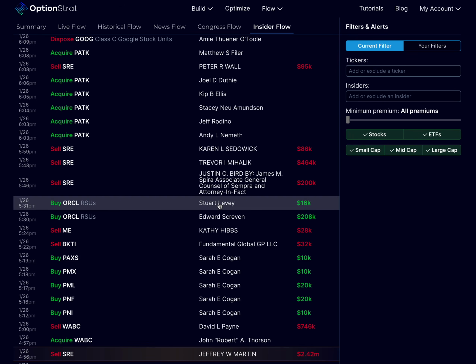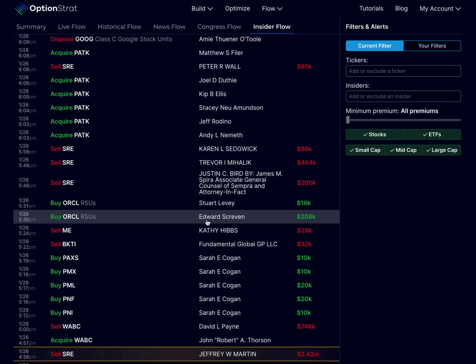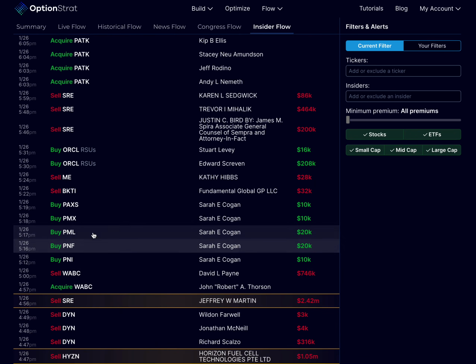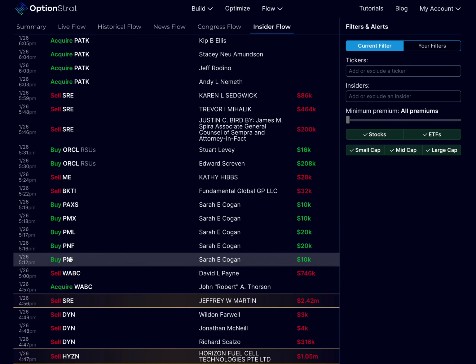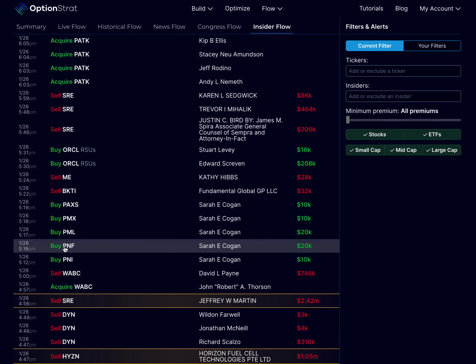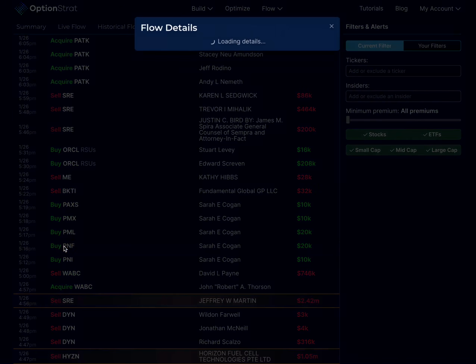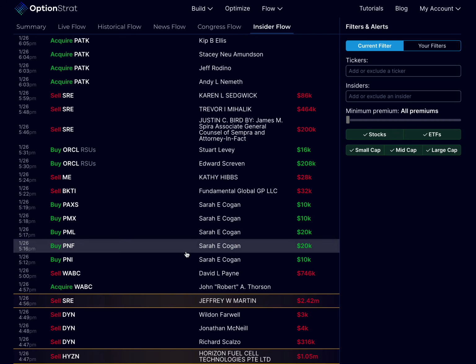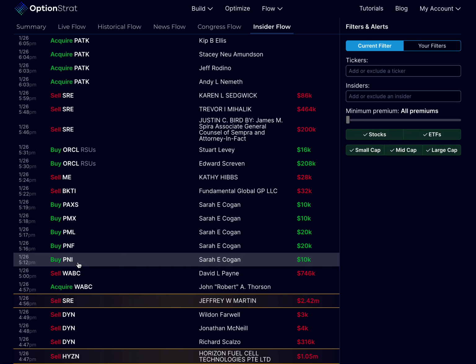If you look at buys, same thing. We can see that these C-suite executives at Oracle are buying. Or here we've got Sarah Kogan buying a bunch of different companies. I'm guessing these are all probably different companies that she's involved in. We can look at each one of these buys and, again, see all those specific details. So these can be buys in many cases where a person is actually buying the stock, which I would say is bullish in nature.